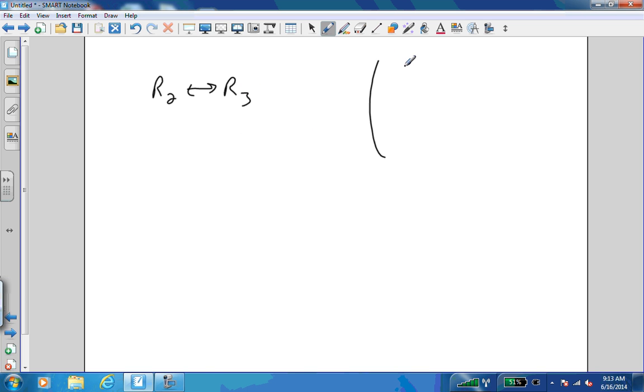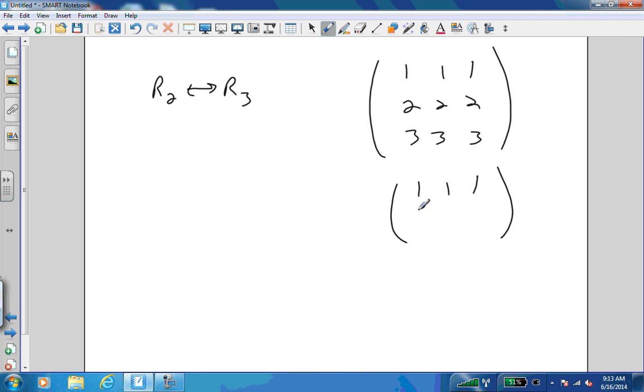So if I took this matrix and I interchanged the second and the third row, then I would get that. Well, if I wanted to go from here to here, then notice we would just interchange the second and the third row again. So if I took the second and the third row and I interchanged them, that would get those back to where they are.